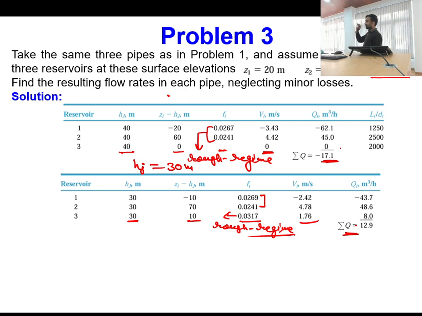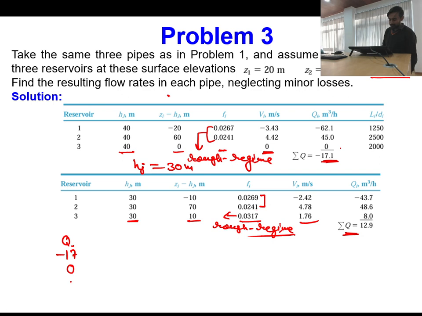It means I have got positive and I have got negative, so 0 will be somewhere in between these. So how can I calculate at what Hj my 0 will be? Now I can do linear interpolation. How? I have the data of Q. Q data 1 is summation Q, minus 17, and I want it to be 0, and the other is 12.9. I have Hj corresponding to 40 meters, where I was getting minus 17. This Hj I need to calculate, and this was 30.